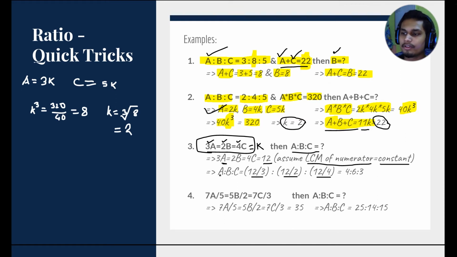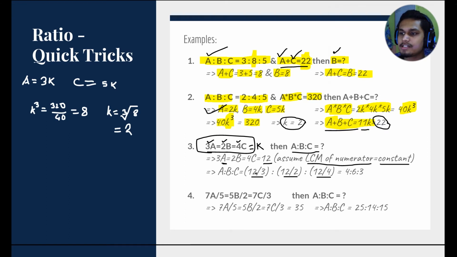Now this is also a ratio, correct? And this ratio will also have a k and that will get cancelled out. So we can assume any number here and we can get the result. But if you assume the LCM as the constant term, it will be easy to get the ratio very quickly.